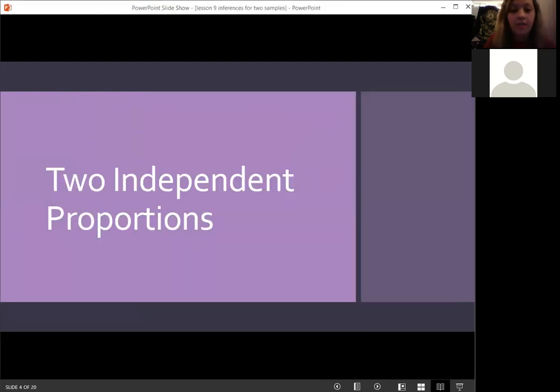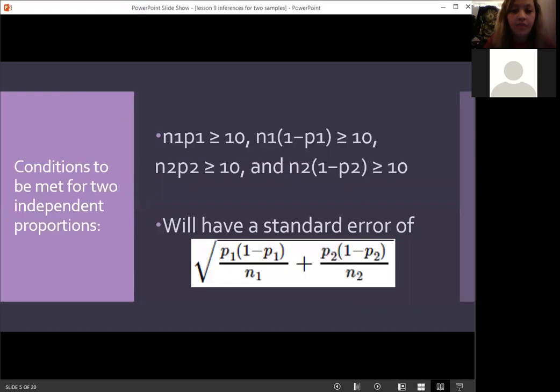So we're first going to talk about 2 independent proportions. These are the conditions that have to be met for 2 independent proportions. As you can see, these are very similar to our conditions for 1 proportion. But basically, we have the first sample size and the first proportion, and then our second sample size and the second proportion. That's the main difference here. Both of those do have to be at least 10.